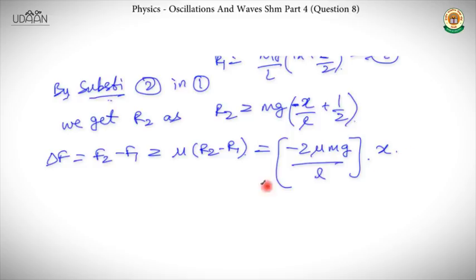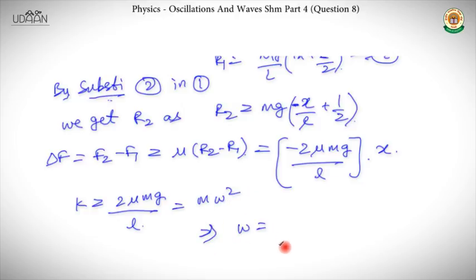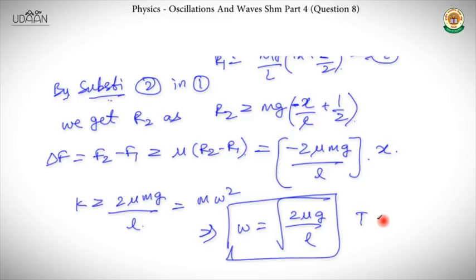Okay. So this is of the form F is equal to minus kx. Exactly. Or minus omega square x. Yeah, minus m omega square x. Correct. So k is equal to 2 mu mg by L, which is equal to m omega square. Okay. So this implies omega is equal to under root 2 mu g by L. Right. So from this we get the time period as 2 pi by omega.